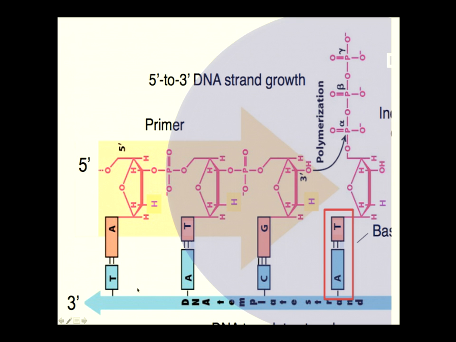As I said, when the strand is being elongated, we add the incoming nucleotide to the 3' carbon. The OH will attack the phosphate of the incoming nucleotide, resulting in two phosphates leaving, which releases energy, and you create the phosphodiester bond here. And we'll just continue going.